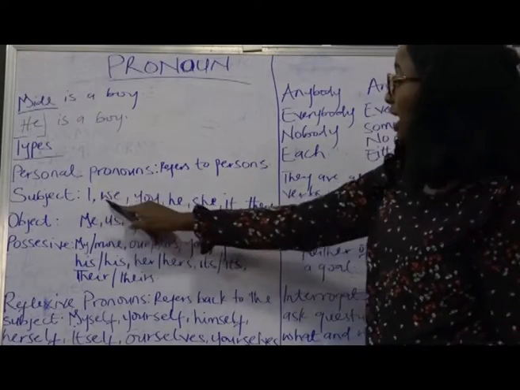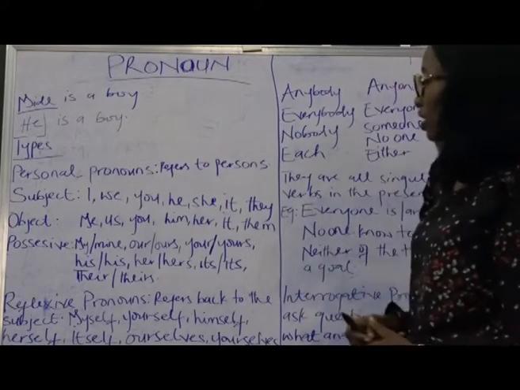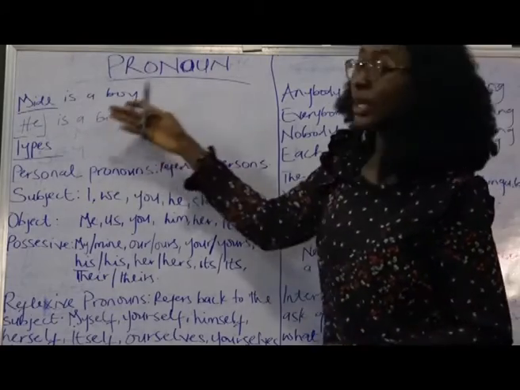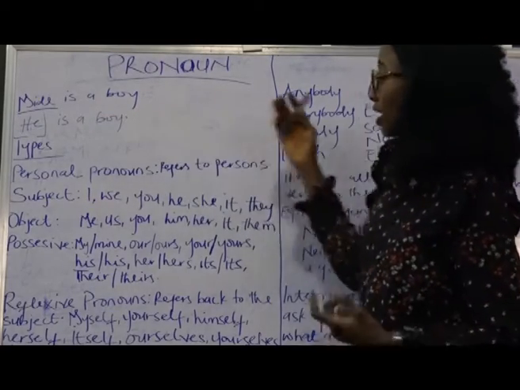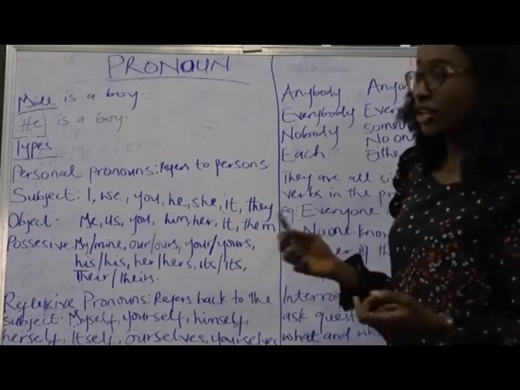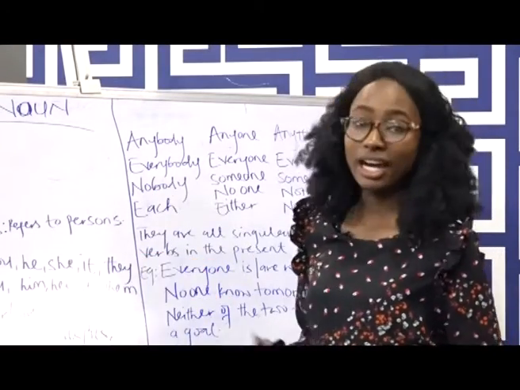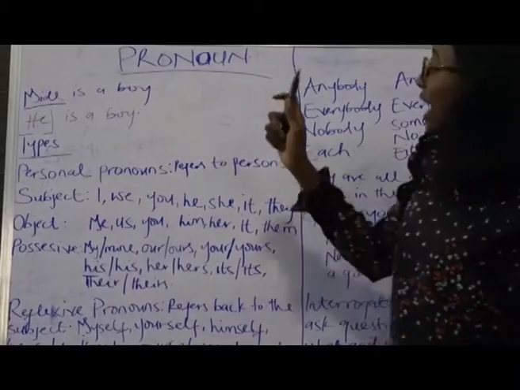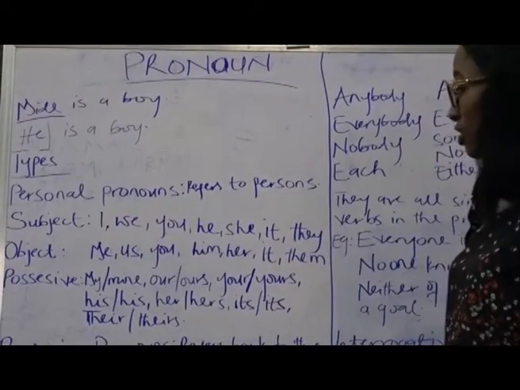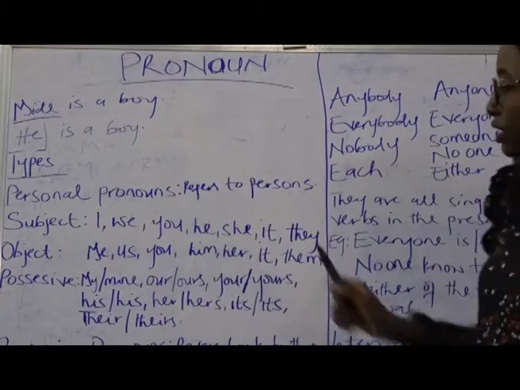Now, you can use any of these pronouns in the subject position. So we can say, I am a girl. We are girls. You are a girl. He is a boy. She is a girl. It is a cat. They are women. So any of these pronouns can occupy the subject position. And it's best you know them so that you'll be able to use them correctly.